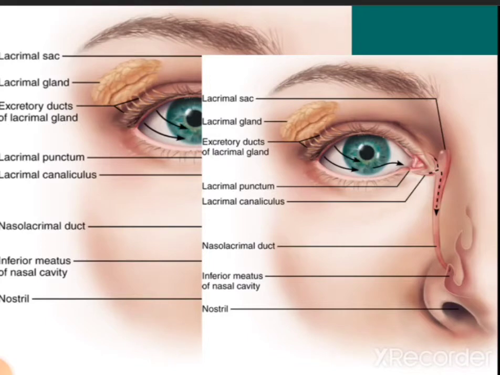So here we can see the lacrimal gland, the orbital part and the palpebral part. This is the orbital part, which is larger, and this is the palpebral part, which is smaller. Then these are the smaller lacrimal glands. Then here we can see the canaliculus, and this is the lacrimal sac.